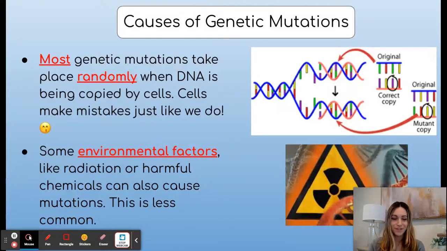Now, like we saw in the movies, there are some rare cases where environmental factors, meaning things on the outside, such as radiation or harmful chemicals, can cause mutations. This, however, is actually quite rare and is not the cause of the vast majority of genetic mutations that we see.